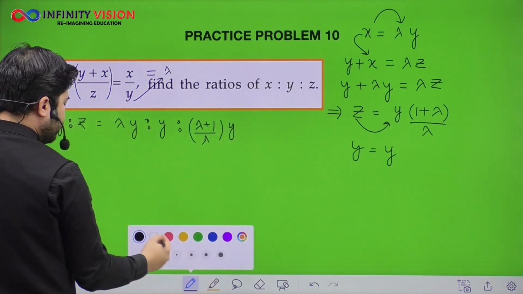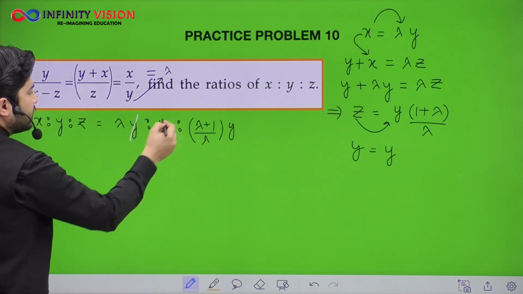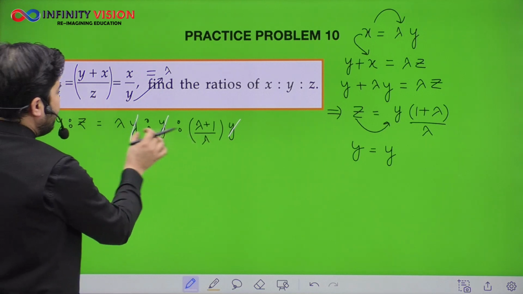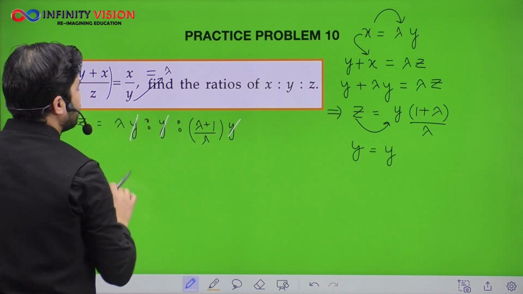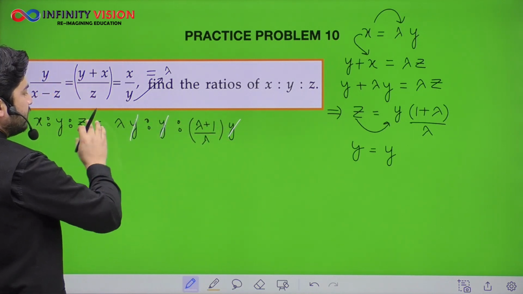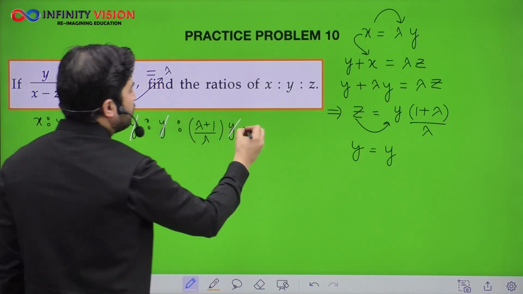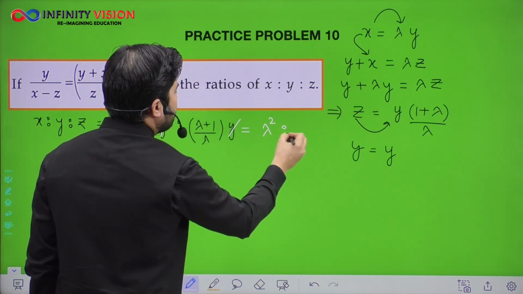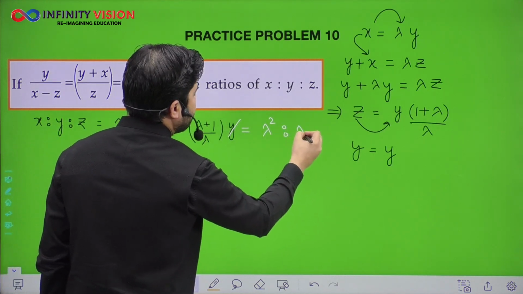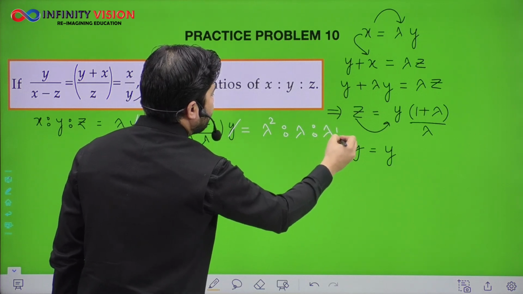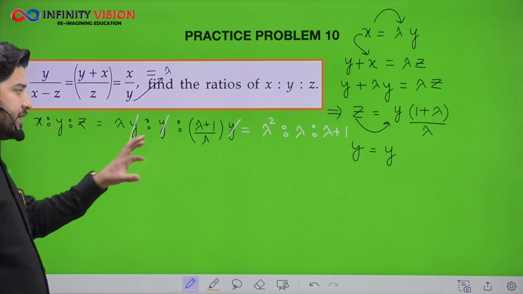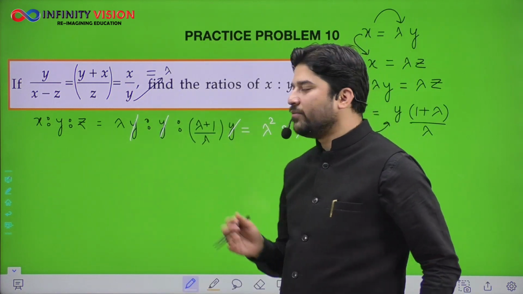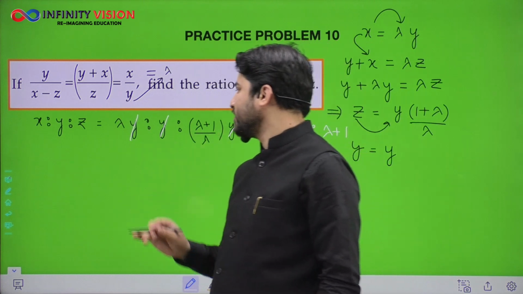Now you know all the three terms have y, so y can cancel out, and I have lambda, 1, and lambda plus 1 upon lambda. If I multiply the whole term with lambda, it would look something like lambda square is to lambda plus 1. Now the question is, what exactly is lambda? If I am able to find what exactly my lambda is, I would be able to find the ratio of x is to y is to z.